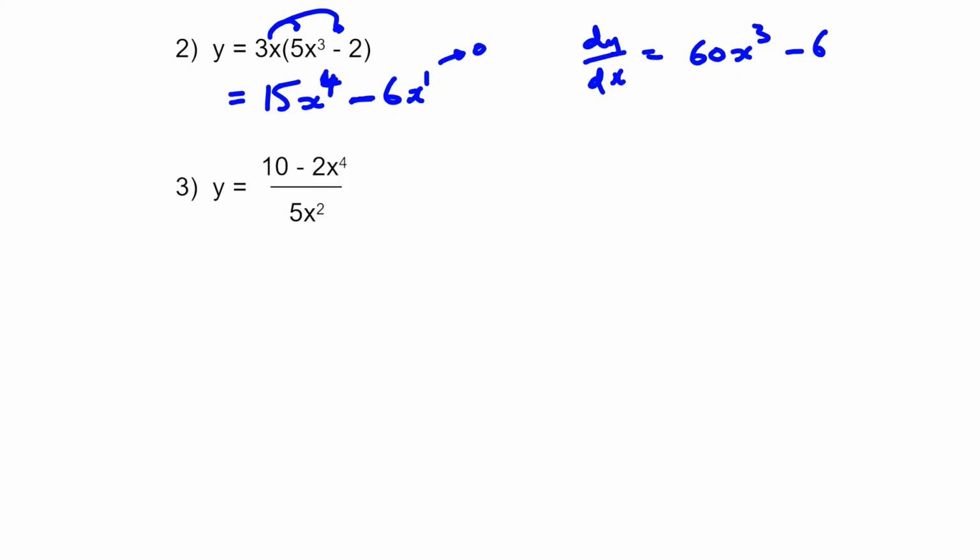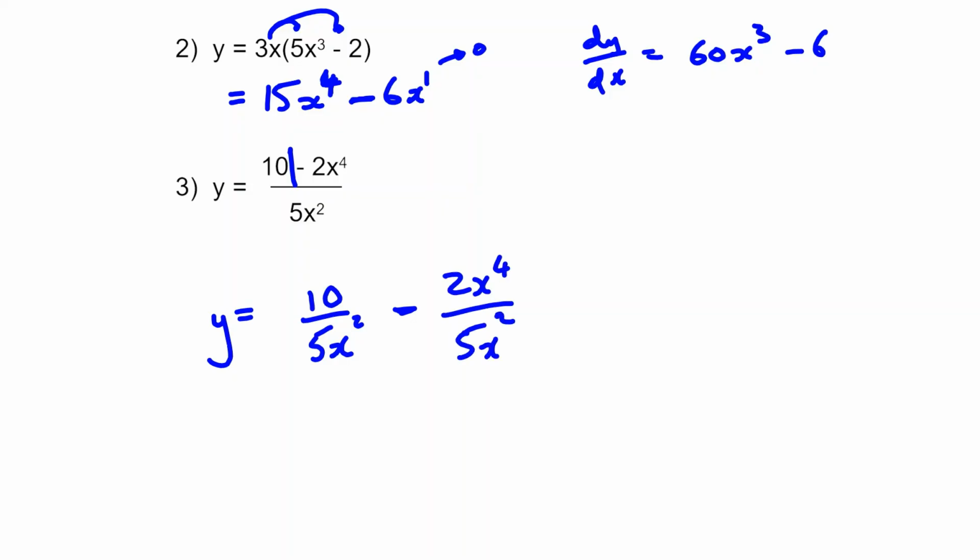Our final one is something like this. Now, it's going to look a bit of a beast at the moment, but we can sort this out much like we did above. And the first thing I'm going to do is split up the fractions. So I'm going to split this up into 2 fractions here. So the first one I'm going to have as 10 over 5x squared. And then I'm going to be subtracting this 2x to the 4 over 5x squared. The denominator is the same on both. The numerators then get split up.